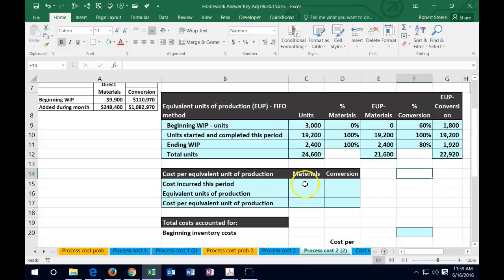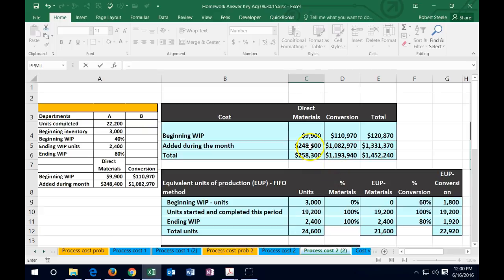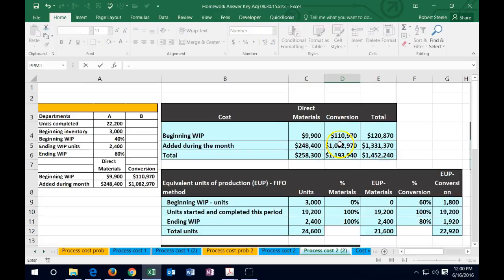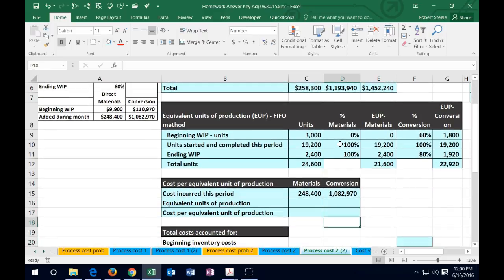Then what we're going to do is take the cost incurred this period in terms of dollar amounts divided by the equivalent units. So the cost of this period, just remember you're taking the cost that was incurred this period, not the total cost, because we're allocating the costs that were incurred during this time. So for materials it's 248.4, and for the conversion the dollar amount cost is going to be the 1,082,970, and then we're going to divide that by equivalent units. So for materials we had the 21.6 equivalent units, and for the conversion we had the 22.9.